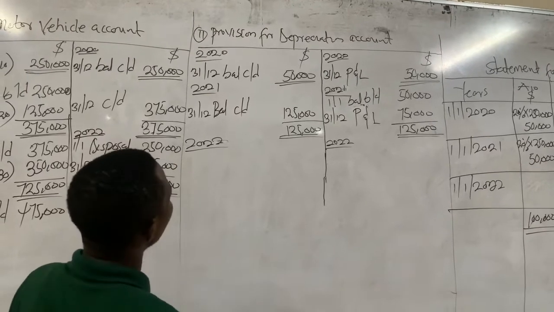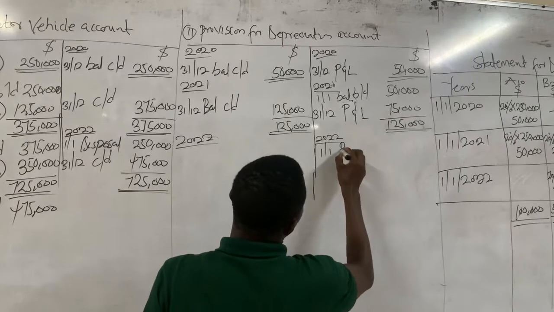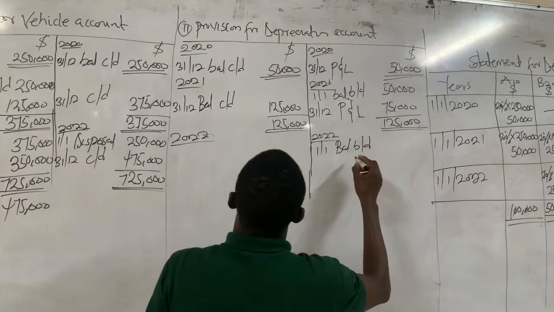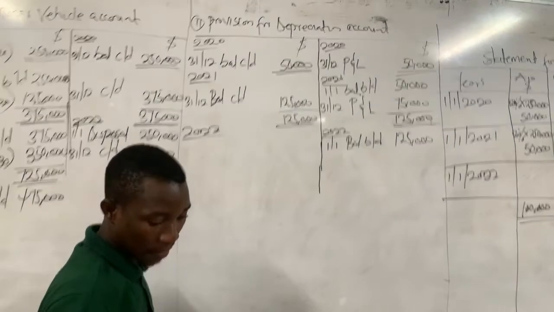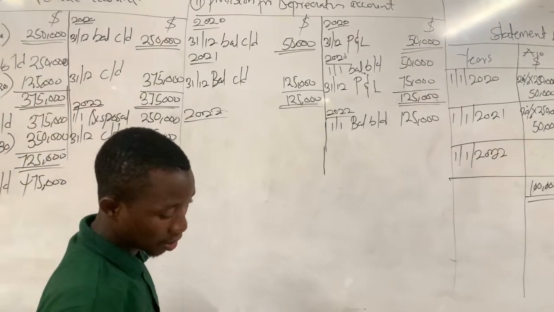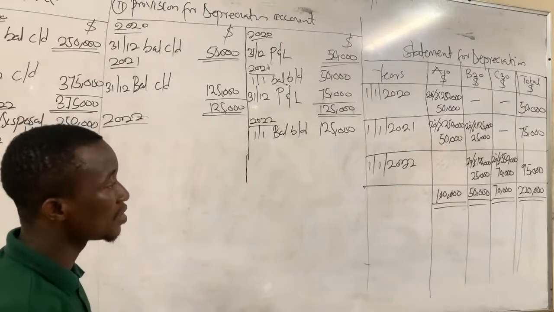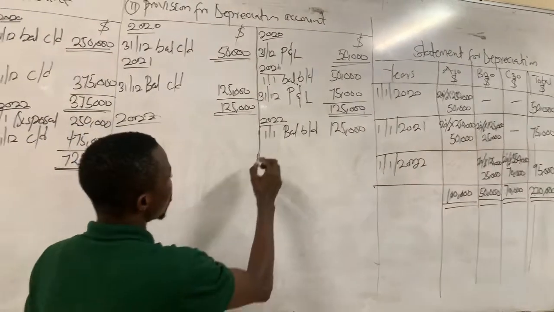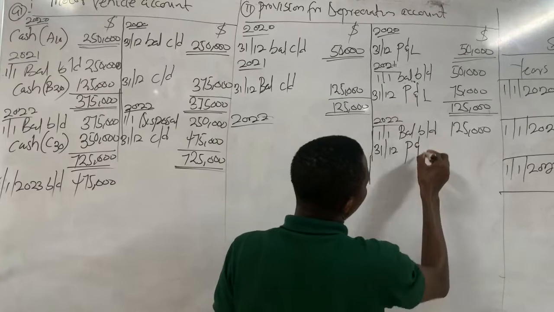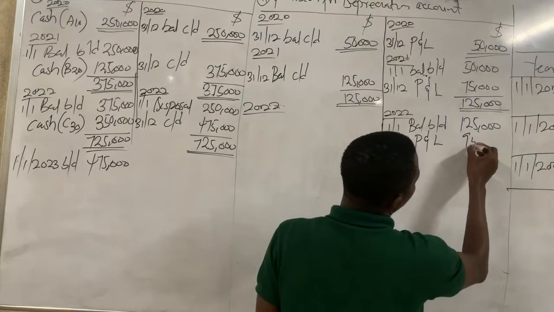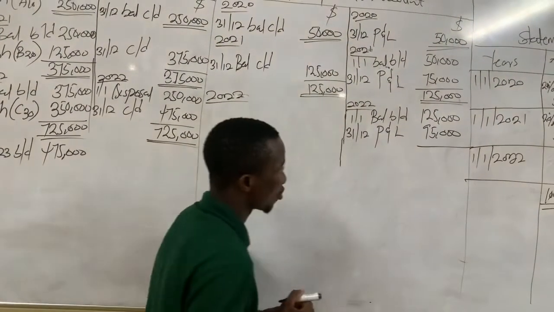For 2022, we will have this carrying amount as on 1st January. That is the balance brought down being $125,000. Is that clear? And at the end of 2022, we had another annual depreciation being $95,000. So that will be at the close of the period, to go to the profit or loss account, $95,000. And that is all.